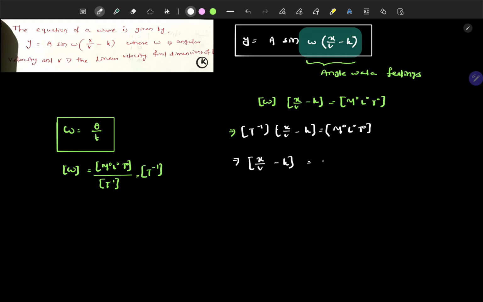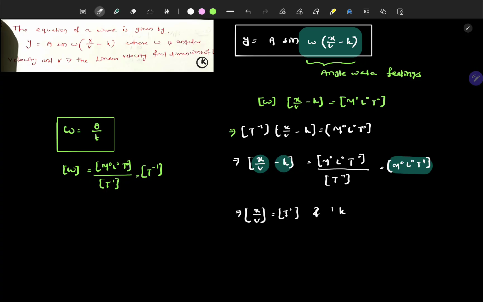So from this expression, what is the dimension of x by v minus k? Its dimension is M0 L0 T power 0 divided by T power minus 1. Take it to the numerator: M0 L0 T power 1. Here you see subtraction is meaningful, which means both have the same dimension. So we actually know the dimension of k: x by v dimension is T power 1 and k dimension is T power 1.